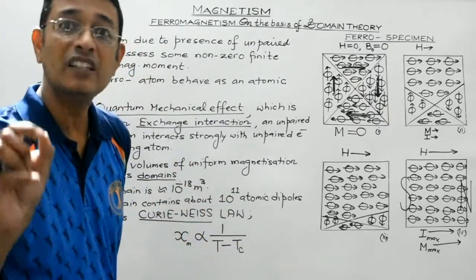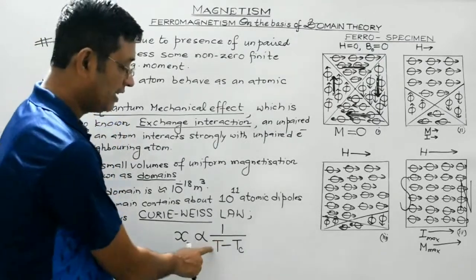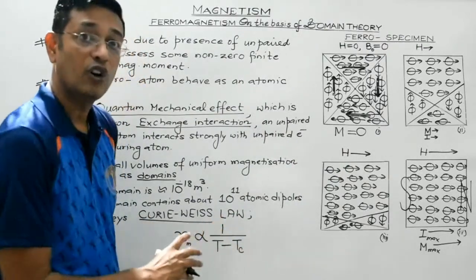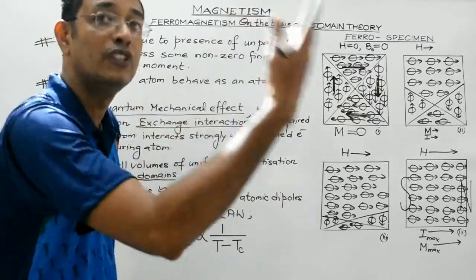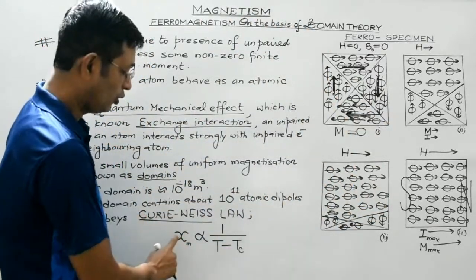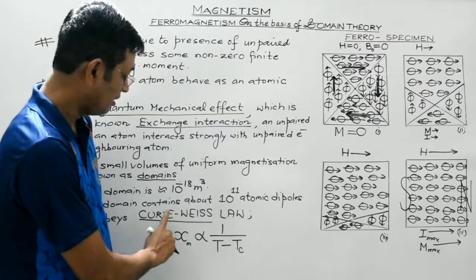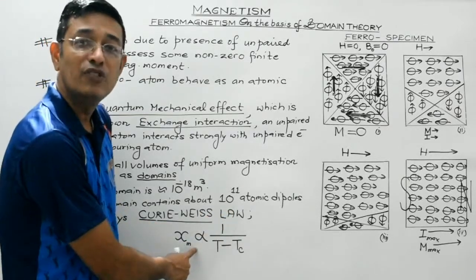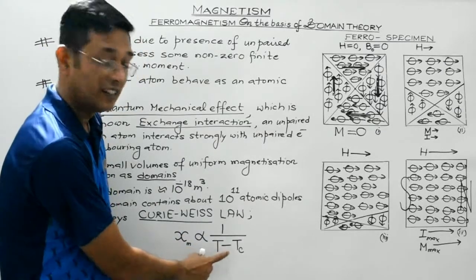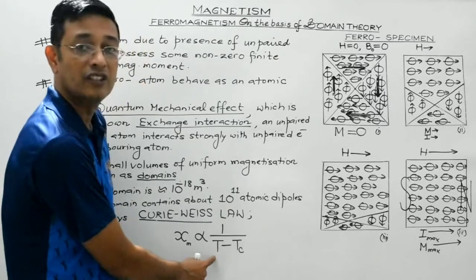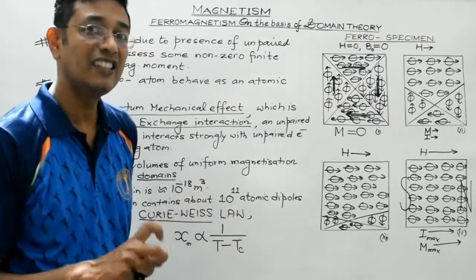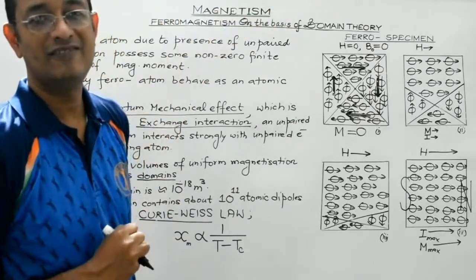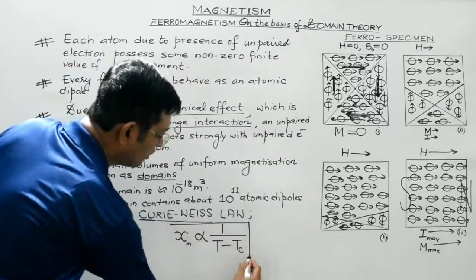Let us assume Tc to be the Curie temperature of the ferromagnetic material, right? And T is the temperature at present, right? So the temperature above the Curie temperature would be T minus Tc. So a ferromagnetic specimen obeys the Curie-Weiss law, which states that the magnetic susceptibility of a ferromagnetic material is inversely proportional to the difference in temperature between T and Tc. Tc is the Curie temperature. So it is inversely proportional to the temperature above the Curie temperature. Clear? So this is known as the Curie-Weiss law.